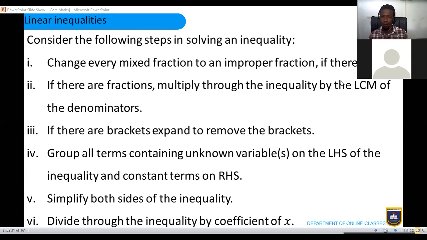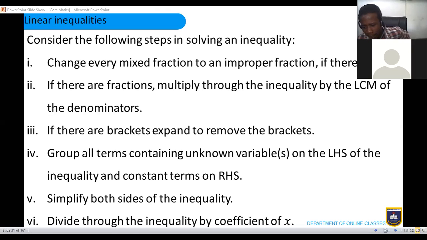Step 2: if there are fractions, multiply through the inequality by the LCM of the denominators. The denominators we're talking about are the numbers that are at the bottom of the fractions. If I have 3 as a whole number, it has a denominator. Let's say I have 3x. Who can tell me the denominator for that?